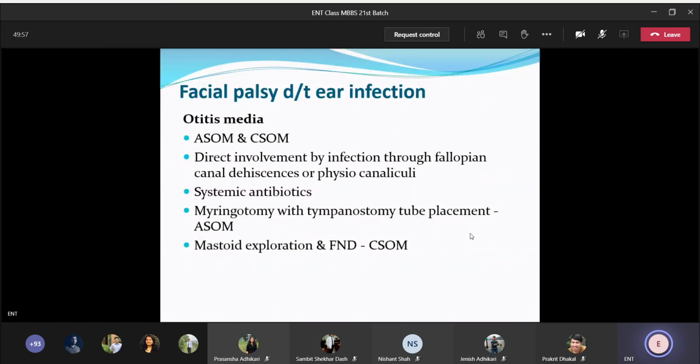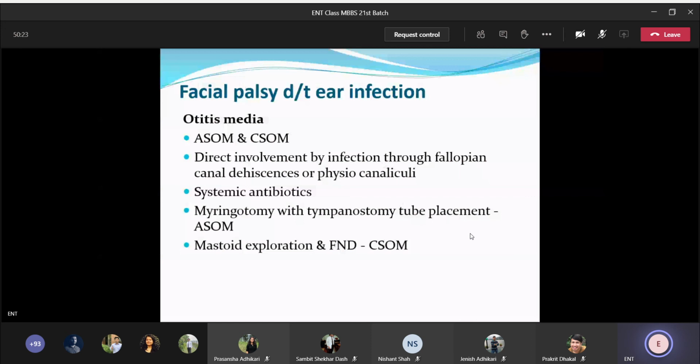During mastoid exploration, facial nerve palsy is most common in the CSOM atticoantral, unsafe type, chronic otitis media squamous active. At that time we have to do mastoid exploration and facial nerve decompression in chronic suppurative otitis media.